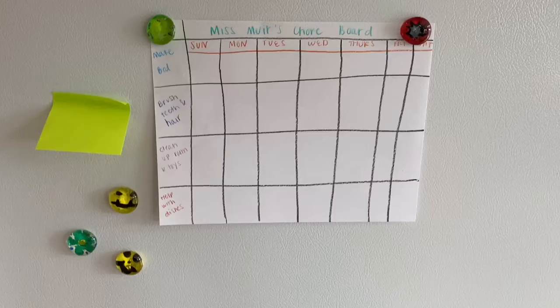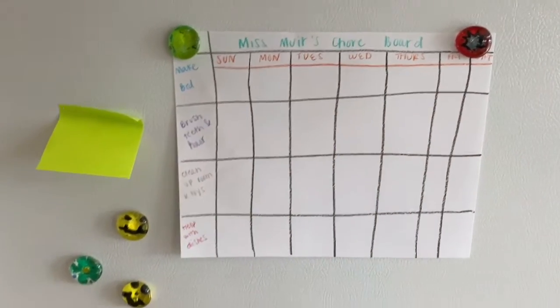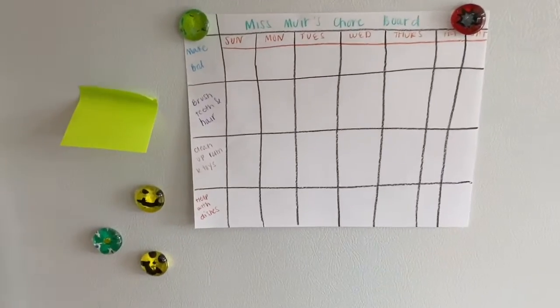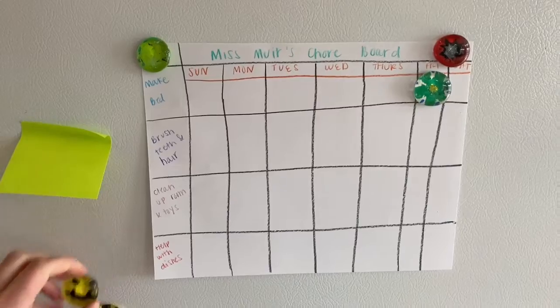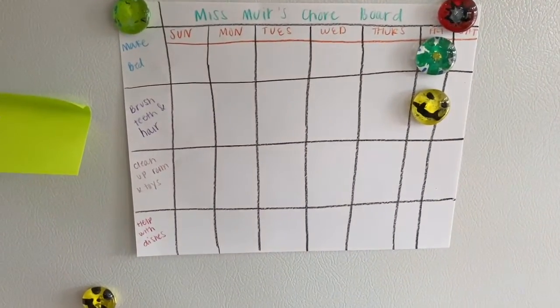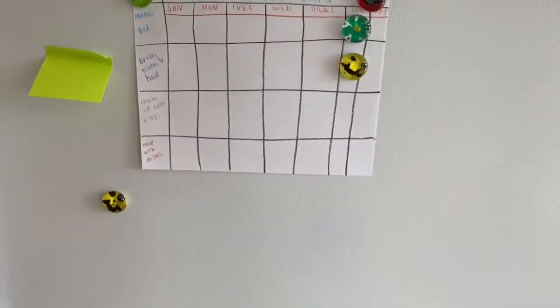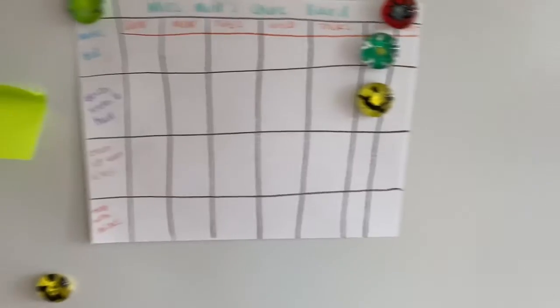So I have some magnets here. Today it is Friday when I'm filming this, so I'm gonna keep track of what chores I've completed today. So I've already made my bed, so I'll put a magnet here. I've already brushed my teeth and hair, so I'll put a magnet here. I haven't cleaned up my room or toys, and I haven't helped with the dishes yet, so I'm gonna leave the magnet off there. And later when I get to those, I can add more, or I can just color it in with a colored pencil.